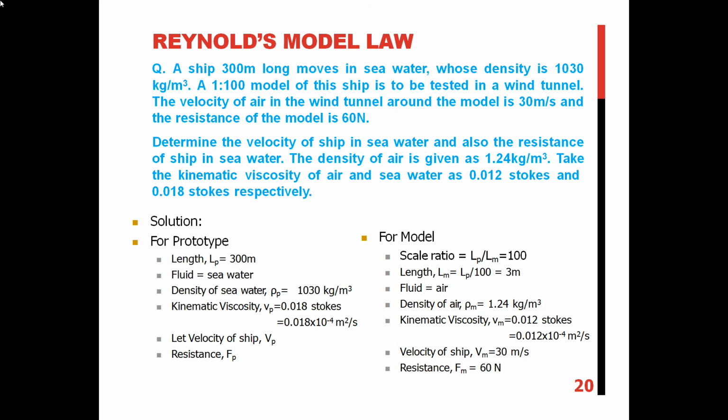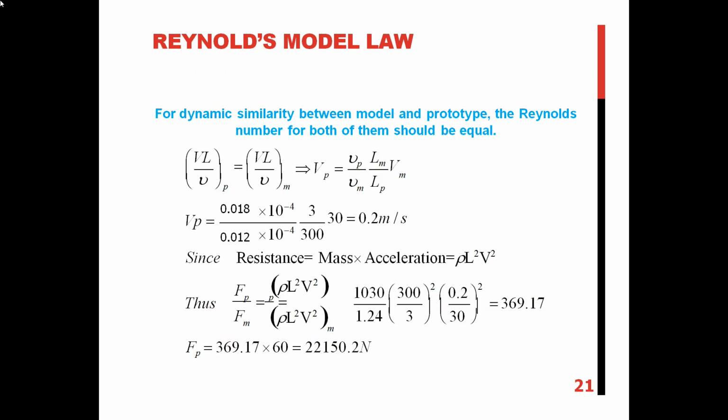The density of air is given as 1.24 kg per meter cube. Take the kinematic viscosity of air and seawater as 0.012 stokes and 0.018 stokes respectively. So here we need to find the velocity of the ship in the seawater and also the resistance in the seawater. All the data are given here. Please take note of it for both the prototype and the model, and this is the solution.